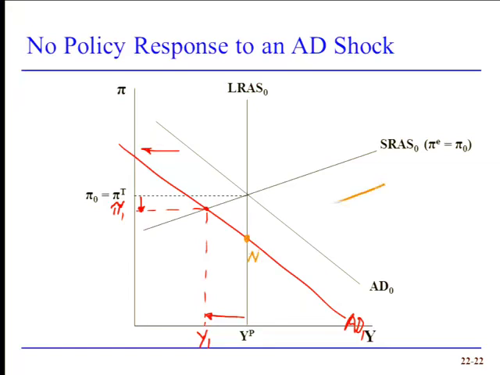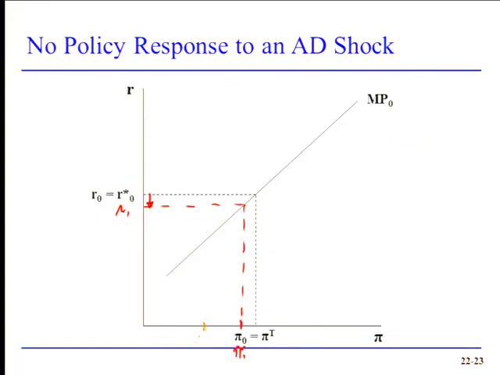So eventually, the short-run aggregate supply curve falls to SRASN. We're at point N, where the economy now is back to general equilibrium, and the inflation rate has fallen to pi N. And once we get there, no further changes until there's another shock. Now notice that inflation fell to pi N.